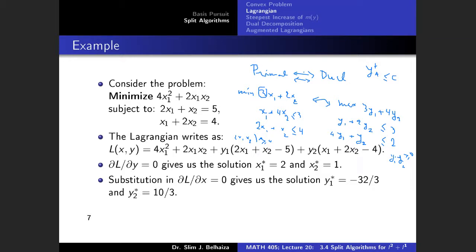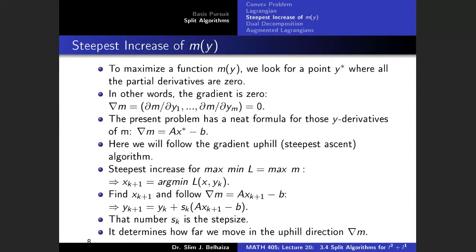Okay? So, in fact, this is inherited from linear programming, and from a broader point of view, again, we can define what we call the dual of our problem here, which we said is now what? It is a maximization problem. Maximize what? The dual function, which has the decision variables with respect to y, as we've seen. So we look for a point y star where all the partial derivatives are 0.